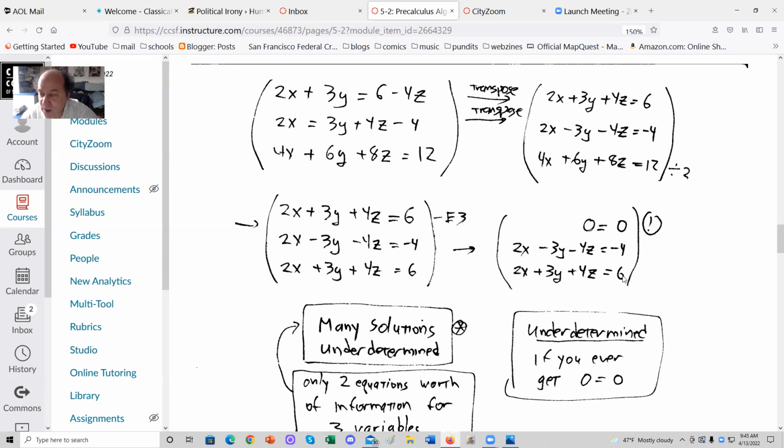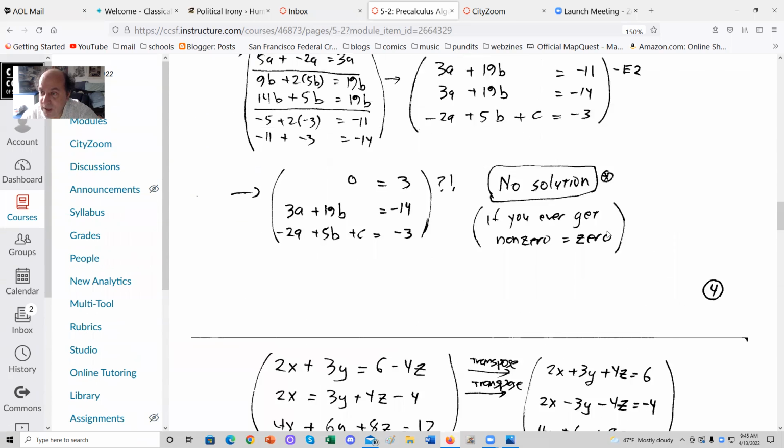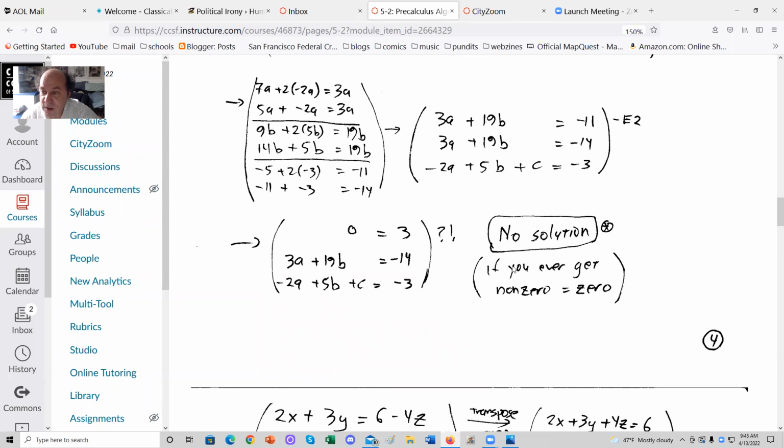So that's what we get. If you ever get 0 equals 0, then it's an underdetermined system with many solutions. If you get 0 equals non-zero, then it's an overdetermined system with no solutions.